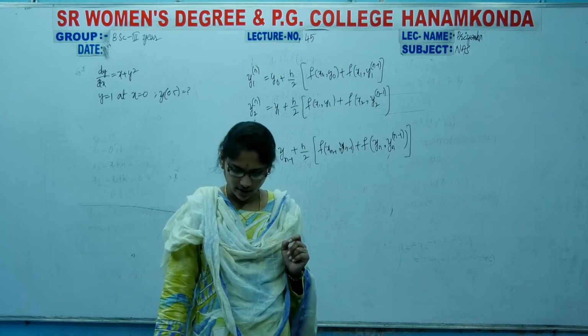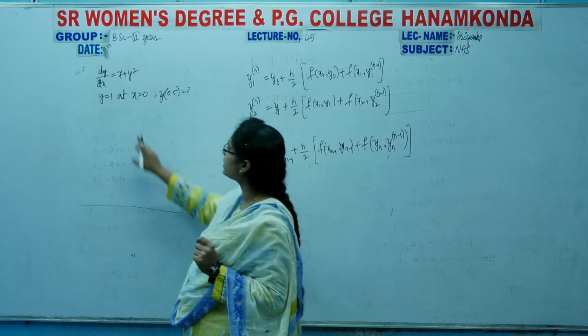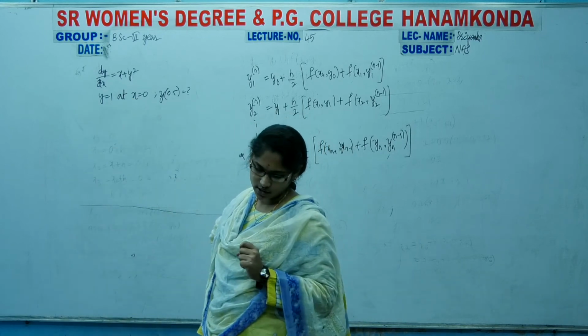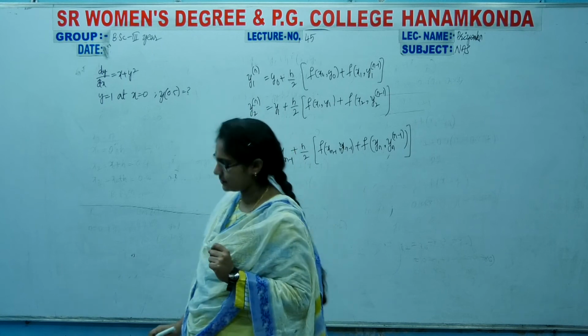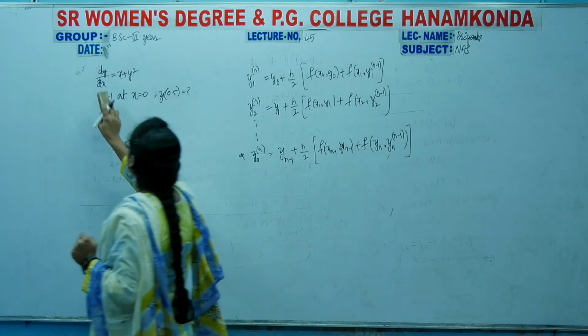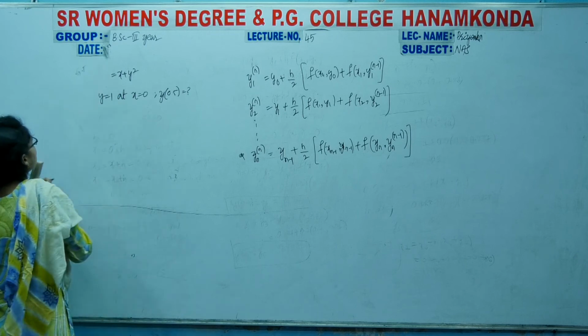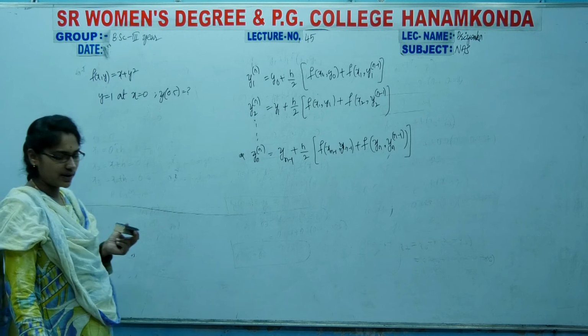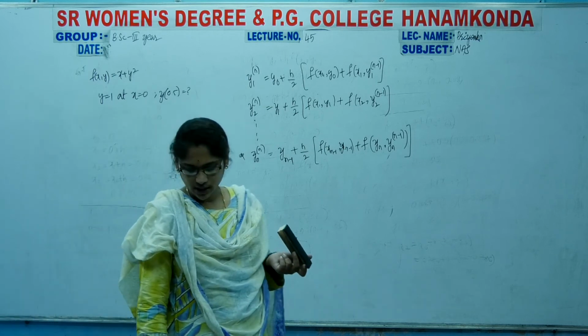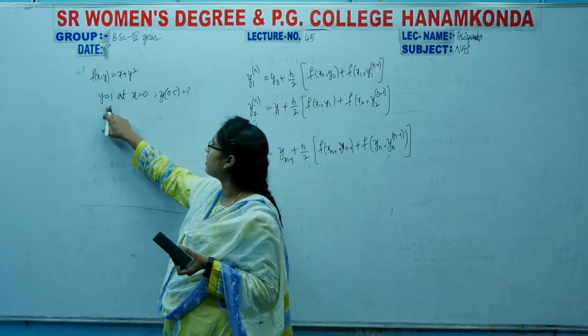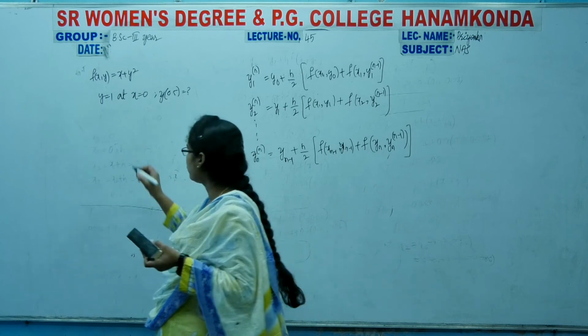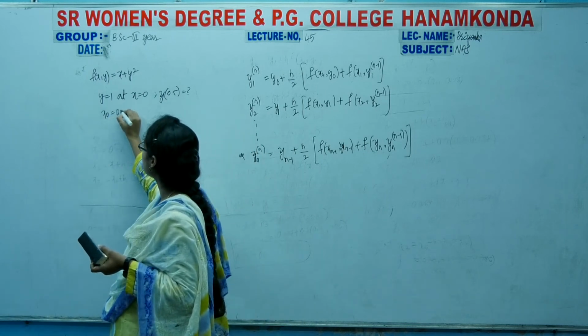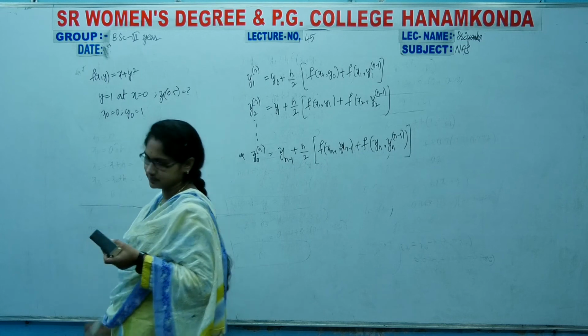Now write down first of all, given that dy by dx is equal to x plus y square, that is f of x comma y is equal to x plus y square. The initial condition is y equal to 1 at x equal to 0. Therefore x naught is 0, y naught is 1.